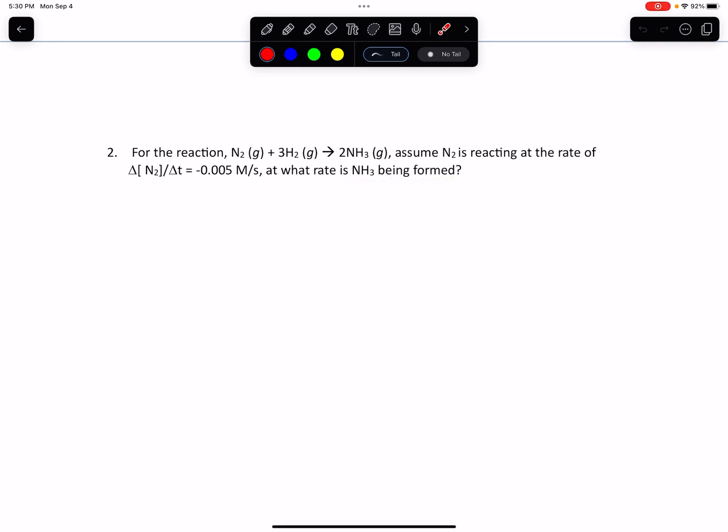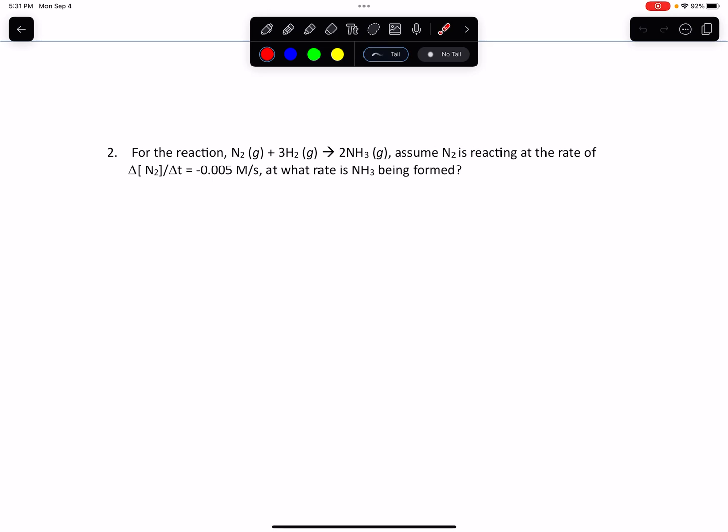So what's important to realize is that nitrogen is a reactant and NH3 is a product. And what we need to understand is that reactants deplete over time while products increase over time. So therefore, the rate of nitrogen forming is going to be a negative number. So it makes sense that the number that's given to us is negative.